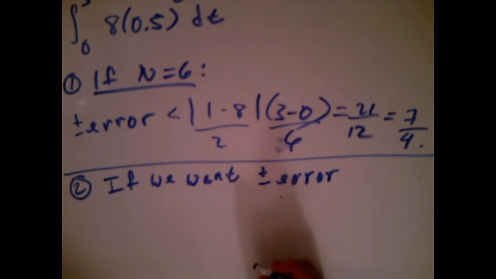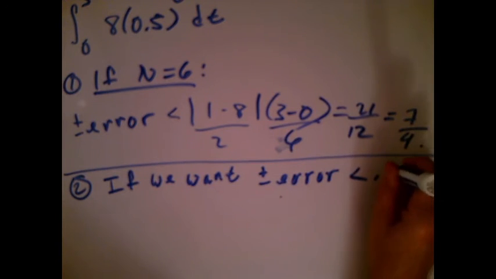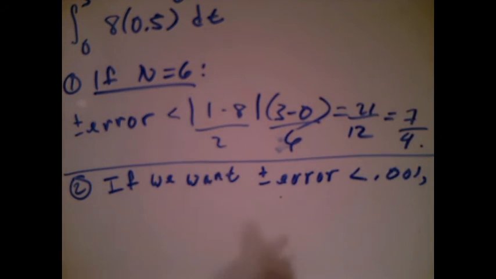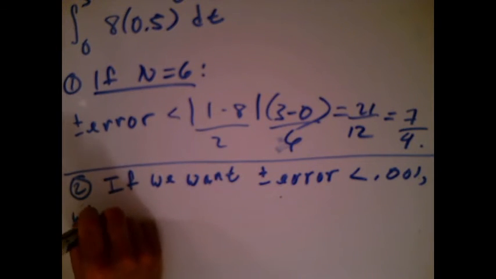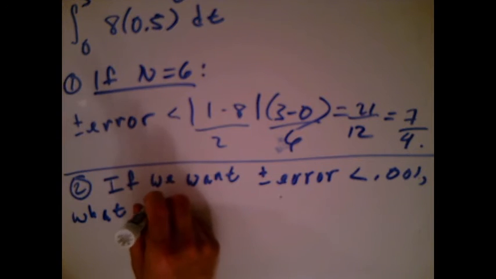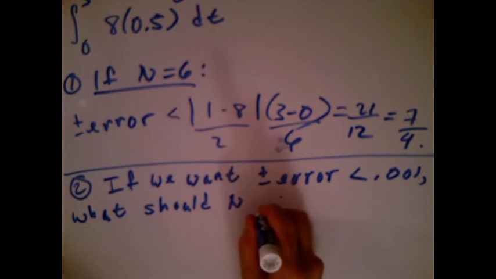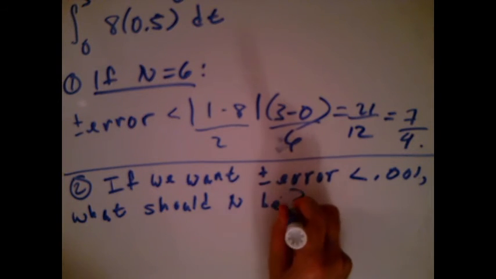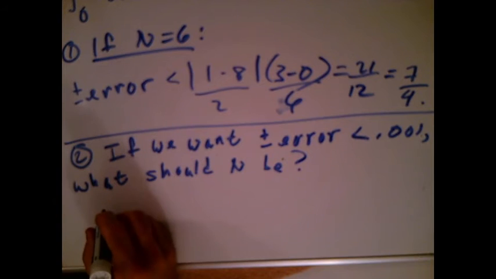to be a lot smaller than 2 1/4, yes, how about something like 0.001? We're going to need a lot of rectangles. How many? And we can say, what should n be? Well, going to run out of space here, but we're going to see what we can do. I can always go back to the top.